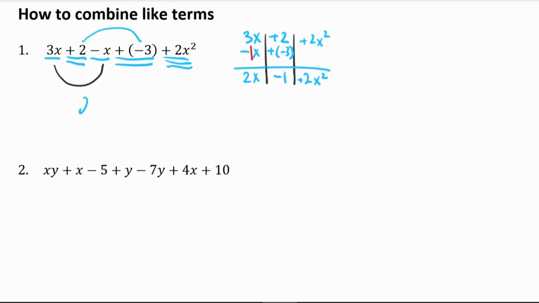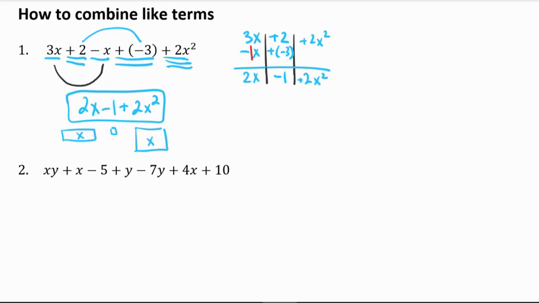So then I would just write out my answer. So 2x minus 1 plus 2x squared. That'd be my final answer. And I can't do anything else with that because remember the x's are the skinny tiles, the units are the little ones, and the x squareds are the big squares. So these are not like terms, so I can't combine those. So this is just going to be my final answer.